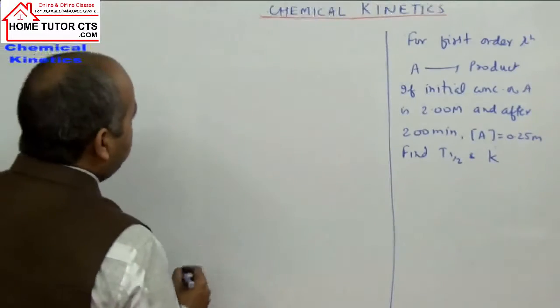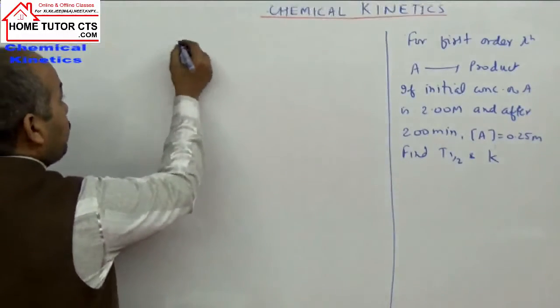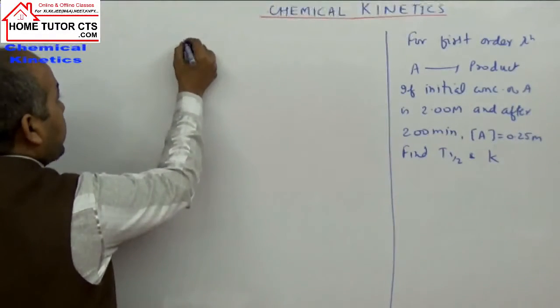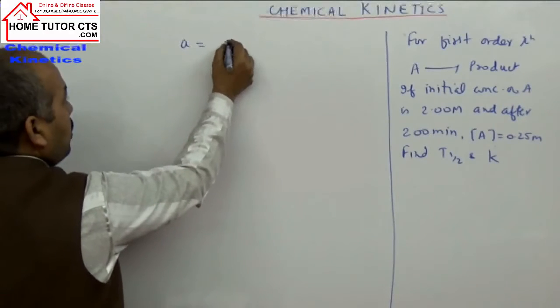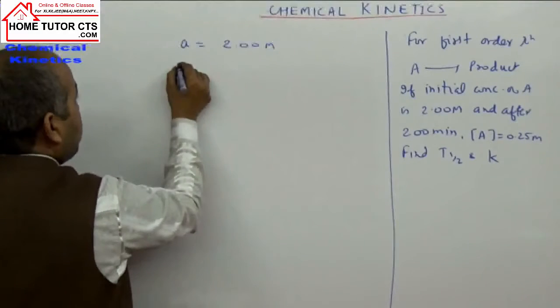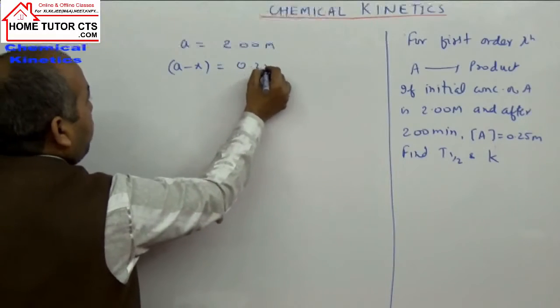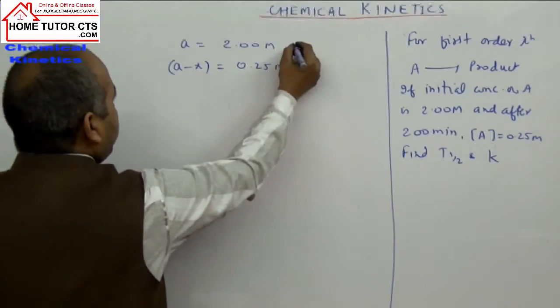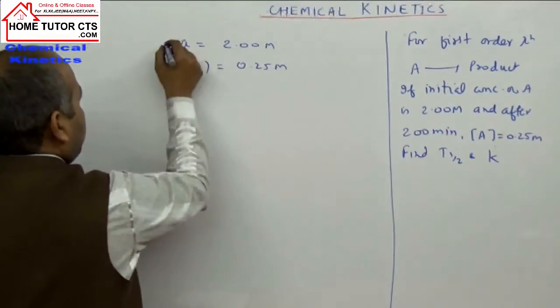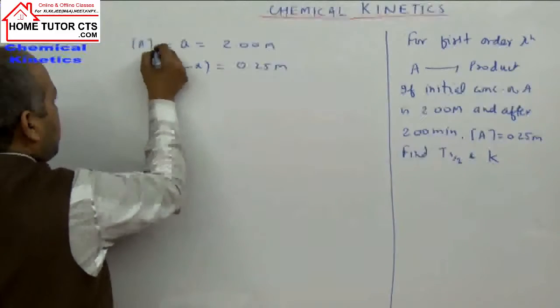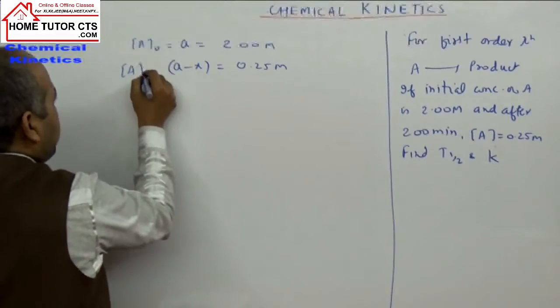Okay, let's see the solution part. So in this case, what is given to us? We are given the reactant initial concentration: how much? 2 molar. How much concentration is remaining at time t? 0.25 molar. This can also be taken as A naught, the initial concentration. A, at time t remaining, is given this much.